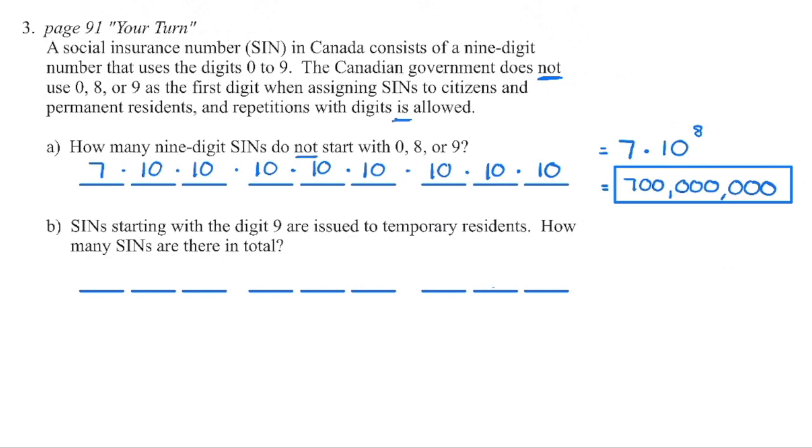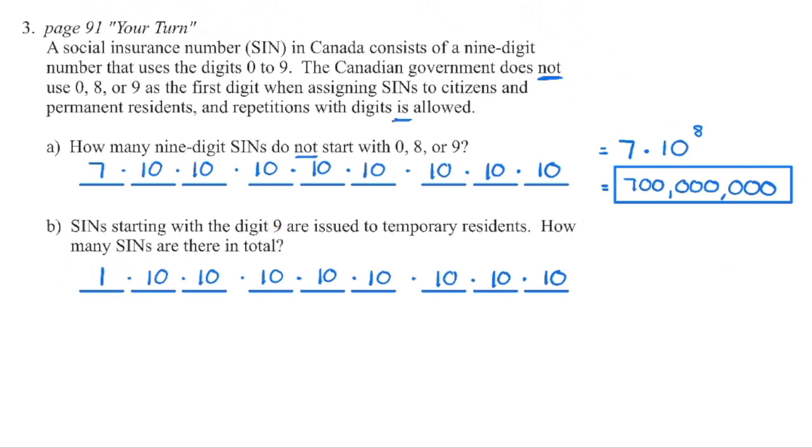Now, in the next one, if we have a temporary resident, then we use the digit 9 as the starting digit. So into this position here, I have one possible number that can go here. Now, be careful. Don't stick the number 9 here. People get thrown off by that. There is one possible choice. That choice is a 9.